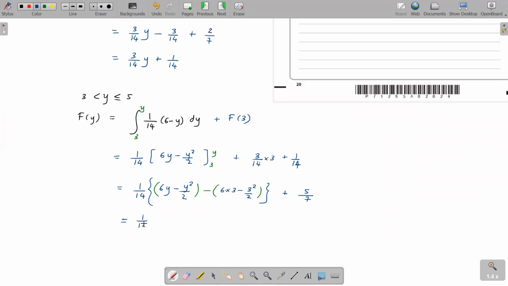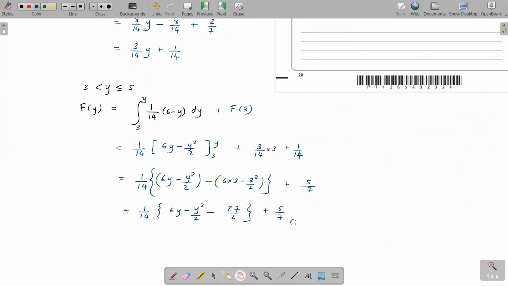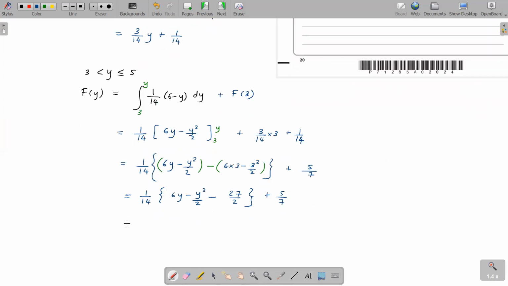So let's simplify here. This is 1 over 14 into 6y minus y square over 2. How much is this? Minus 27 over 2. Inside the bracket 27 over 2 with the minus outside, minus 27 over 2. We'll take 1 over 14 in, right? No, we need to add this. 27 over 2 is a constant and 5 over 7 is a constant. So we need to simplify this further.